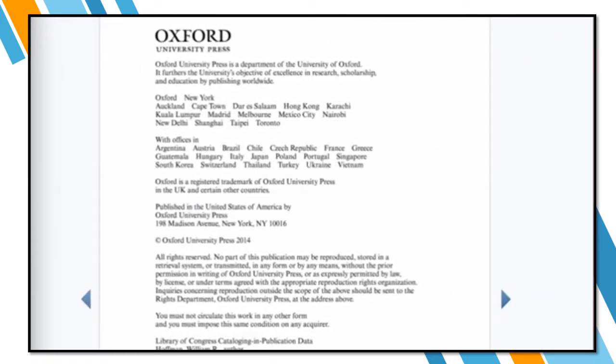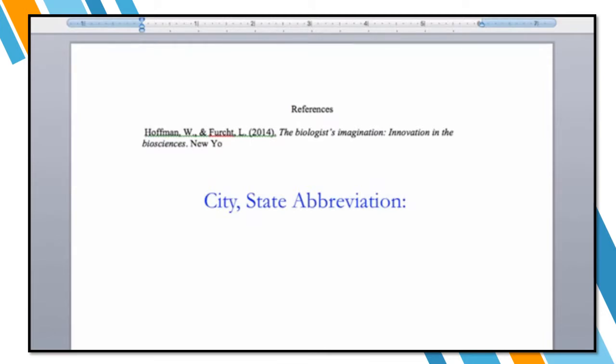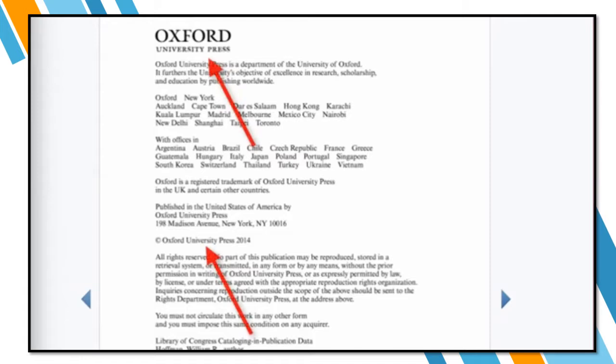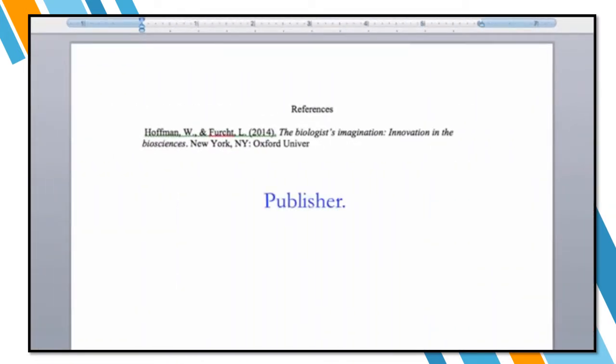In the section where the publisher information is located, we can see that the publisher's address is New York, New York. So in our citation, we will put the city, New York, followed by a comma, followed by the state's abbreviation, NY, followed by a colon. And finally, the last element that we need is the name of the publisher. This information can be found on the copyright page, title page, or back cover. Here we can see that the publisher is Oxford University Press. To finish our citation, we will close it with a period.